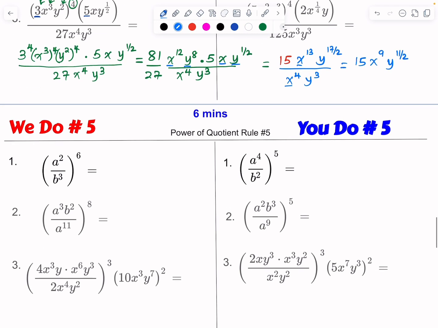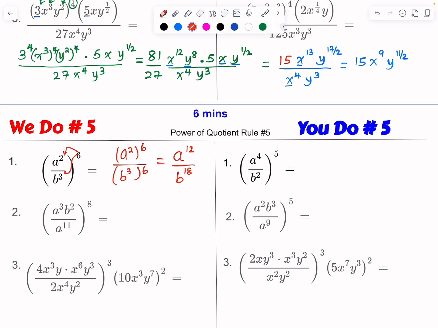So all I'm going to do for this one is give this power to this one, then I give this power to that one too, right? So how am I going to write that? So I have a squared to the power of 6, and then b to the power of 3 to the power of 6. And then this is rule number 3. So if I apply my rule number 3, that will be a to the power of 12 divided by b to the power of 18.